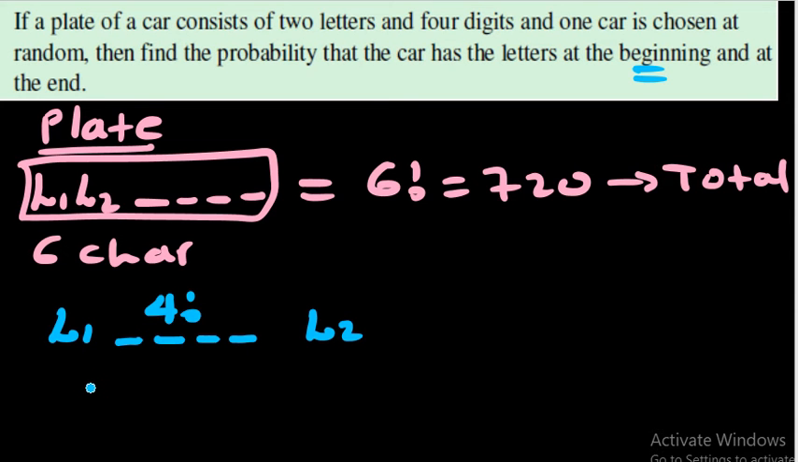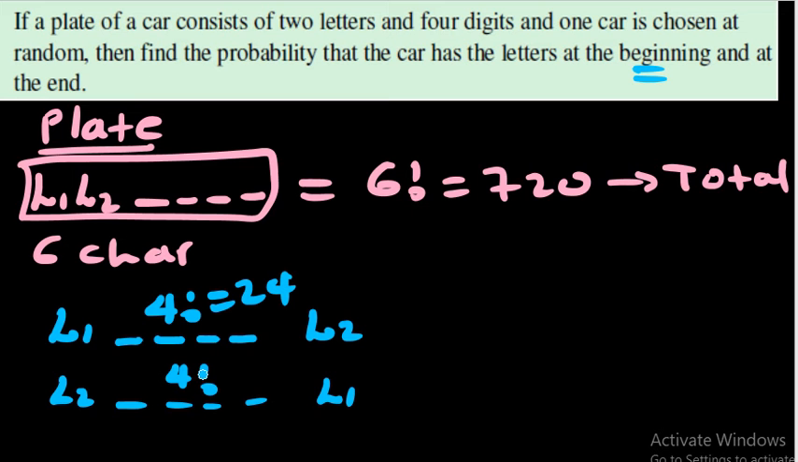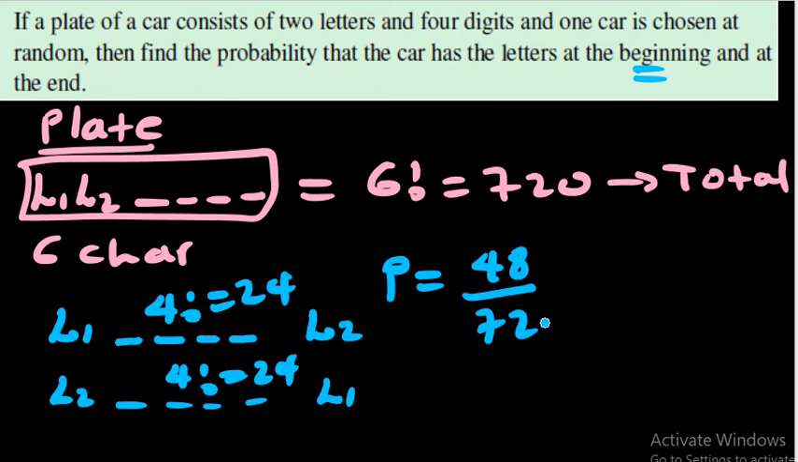The same way it works when we change the places of the 2 letters, L2 at the beginning and L1 at the end. So we have 4 factorial here also. 4 factorial means it is 24, you can multiply 4 times 3 times 2. The same thing here, 24. So the probability would be 24 plus 24, which is 48, over 720.